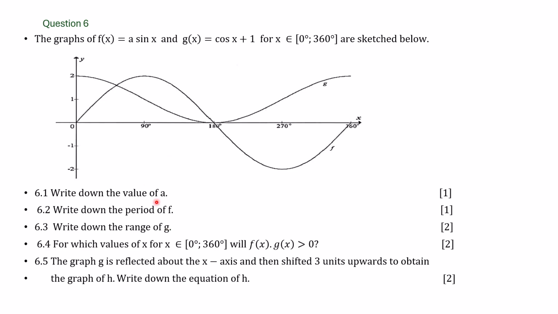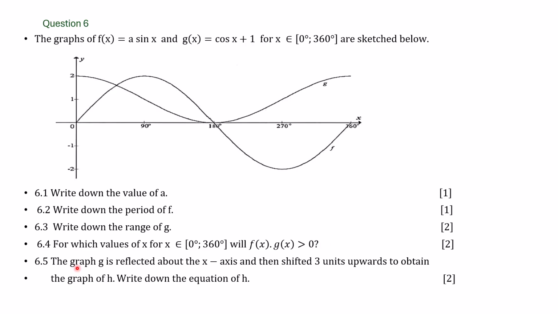The first thing, they want the value of a. Then they want the period, meaning where does the graph start and where does it end to form one complete graph. Range, what's the highest the graph is going to and the lowest. I'm just giving you an explanation of what we're asking. 6.4: for which values of x, if x is an element of 0 to 360, will f(x) times g(x) be greater than 0? We're asking where is the one graph positive and the other one positive, so we get positive times positive is greater than 0. Where is the one graph negative times negative, and greater than 0?